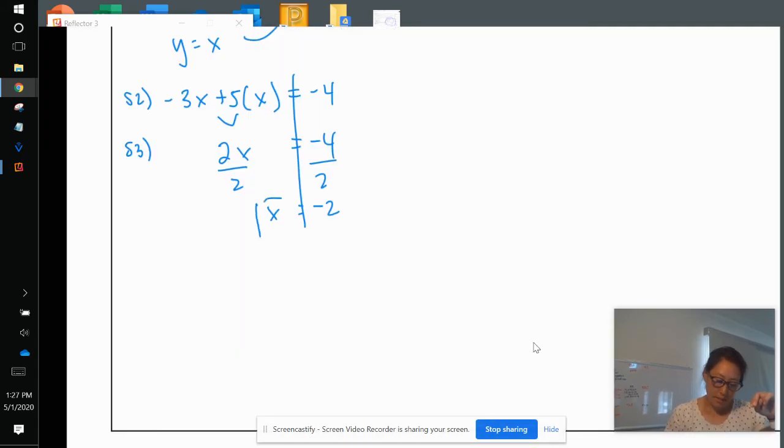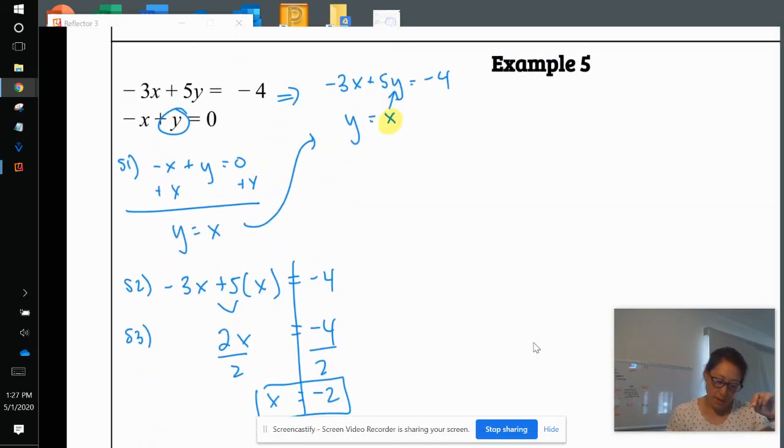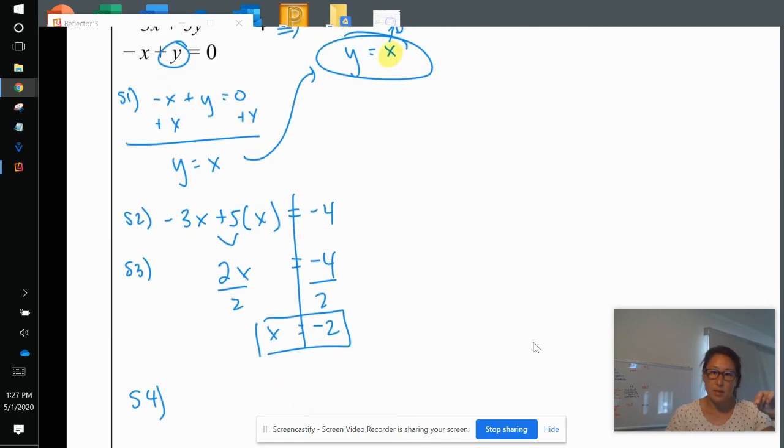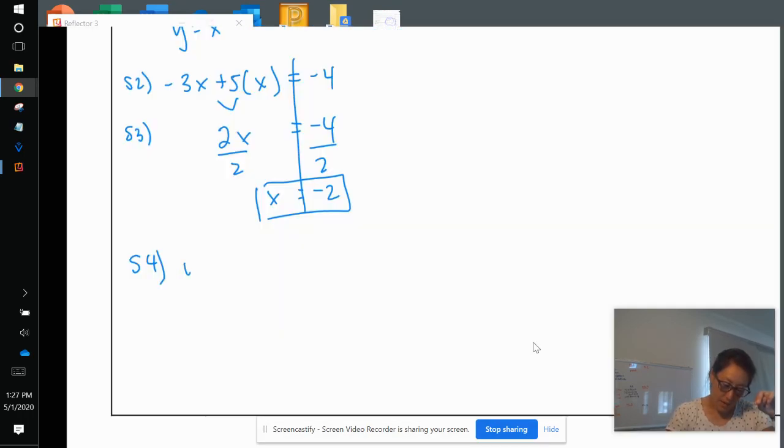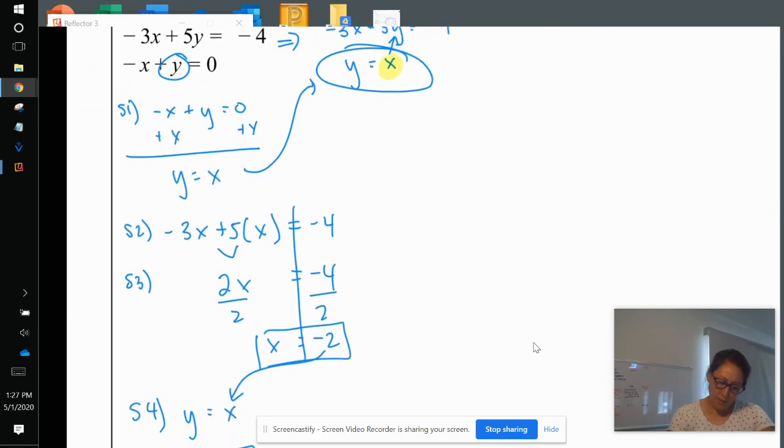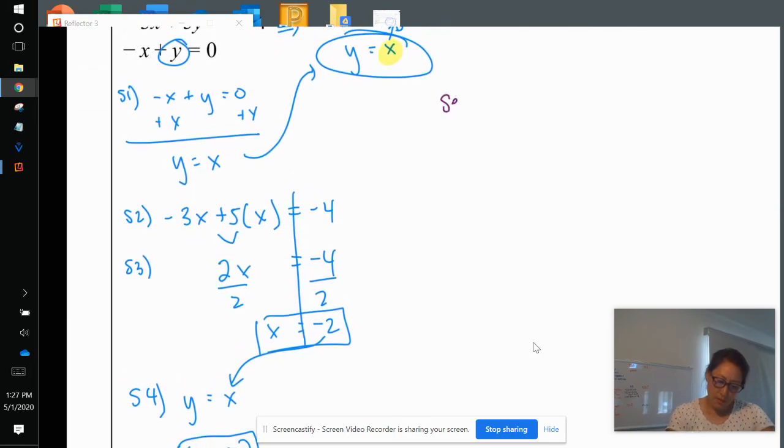All right, step number 4. I remembered that I have this cool equation, y is equal to x. So I get y is equal to x. I'm going to plug in negative 2 for x. So y is equal to negative 2. Basically, the y value is exactly the same as the x value. Okay. Step 5 is my solution, which is negative 2 comma negative 2.